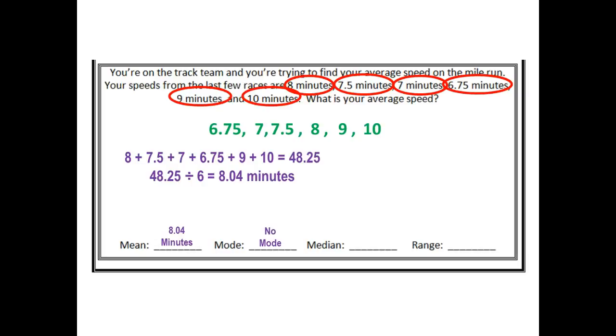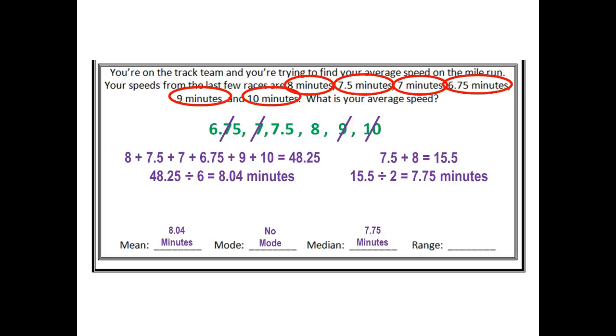The median: I cross out on the left and right until I either have one value in the middle or 2. If I have 2, I need to take the mean of those 2 values. Add them up. 7.5 plus 8 gives me 15.5. 15.5 divided by 2, because there's 2 values I'm taking the mean of, and I divide to get 7.75 minutes.